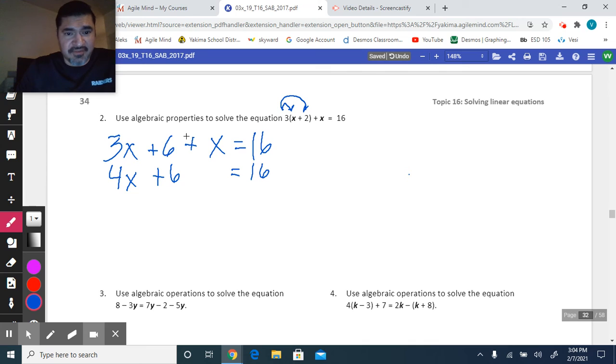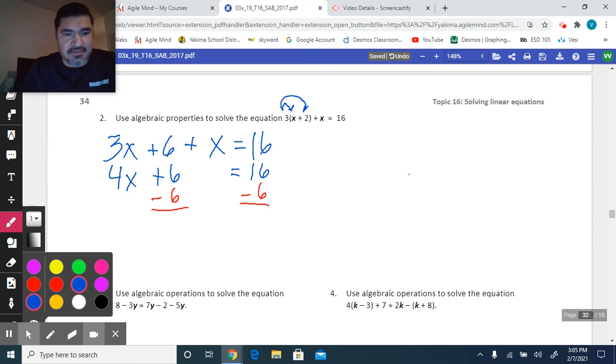Now, remember, when solving equations, the goal is to isolate the variable. Okay, so here's the x, here's the variable, and I've got this times 4 and a plus 6. Well, the next thing I need to do is get rid of this plus 6. Well, how do I get rid of plus 6? Well, I need to subtract 6. So I'm going to do a subtraction property of equality. What I do to one side, I need to do to the other side to keep my equation balanced.